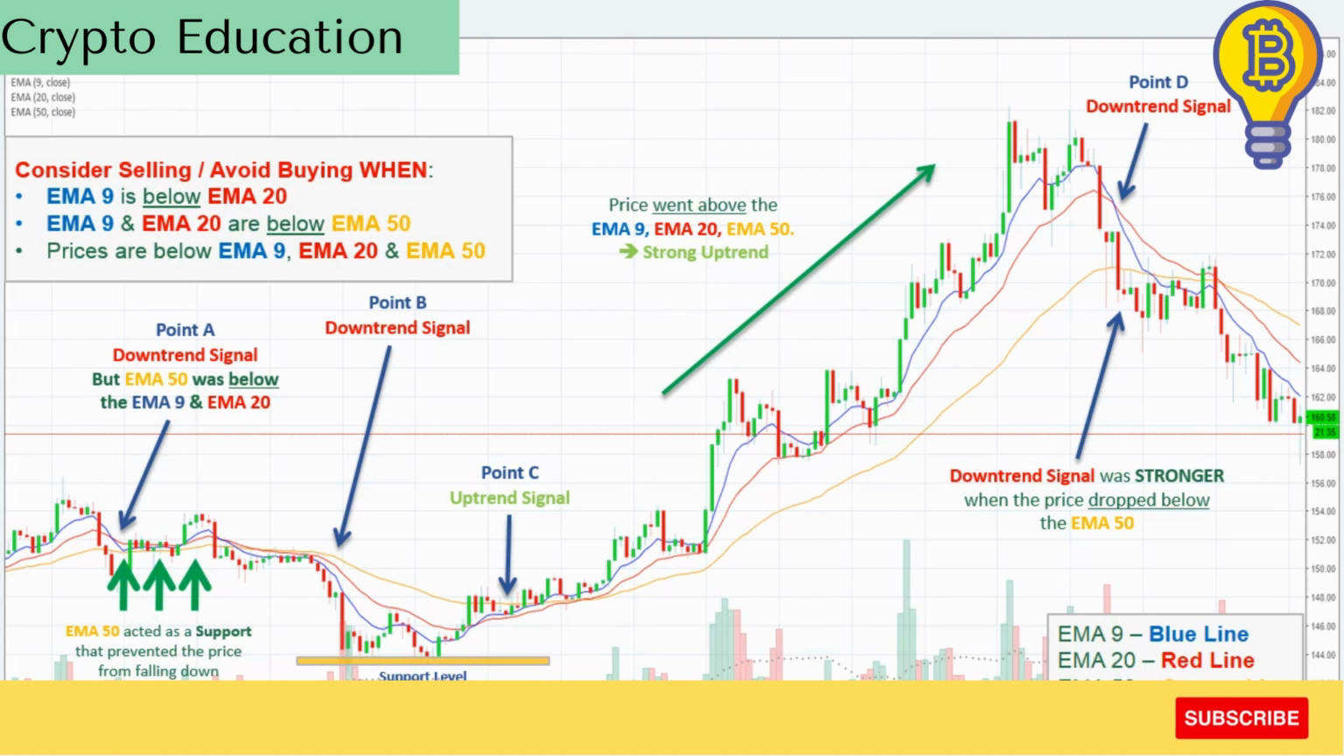In the next lecture, I'll teach you the second technique that you can use to determine market trends. And the most important thing is, that technique works perfectly well with what you've learned so far.